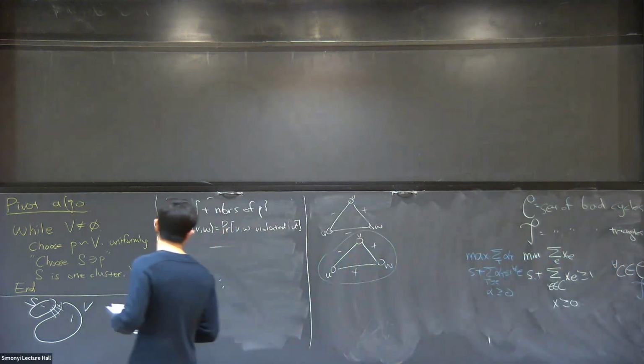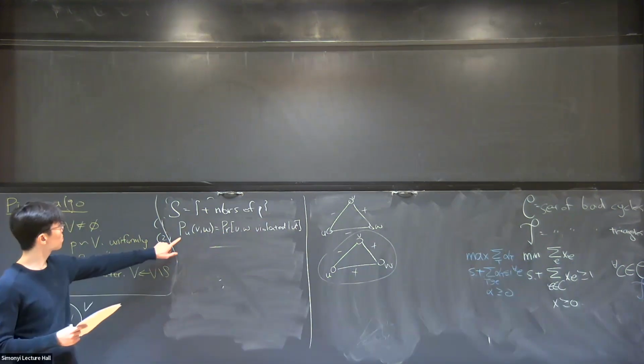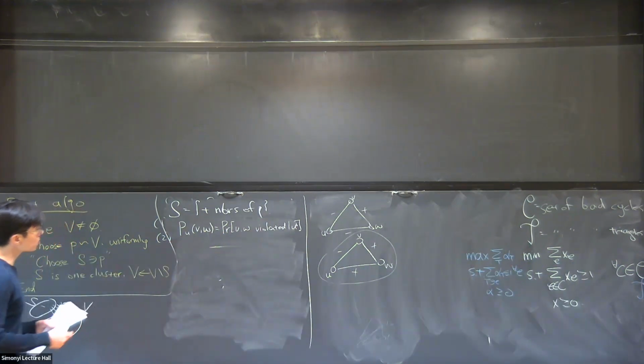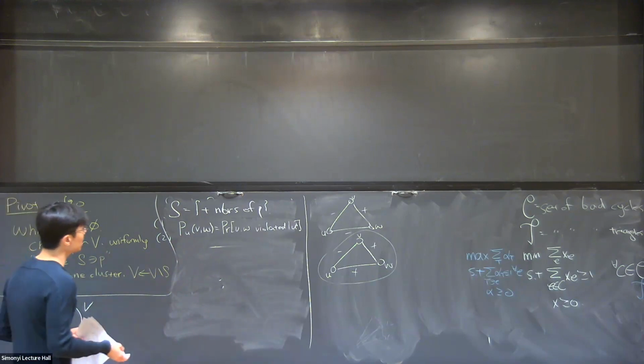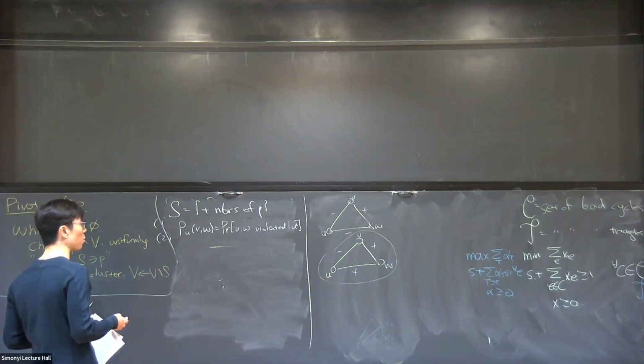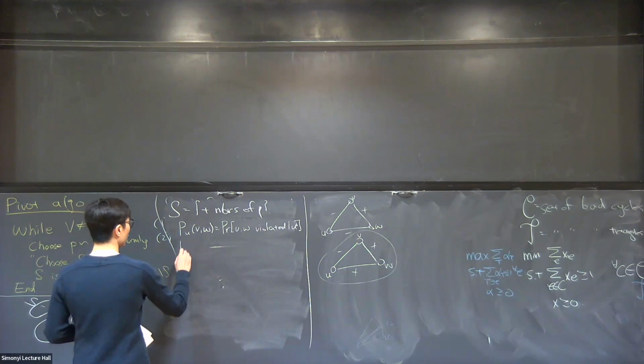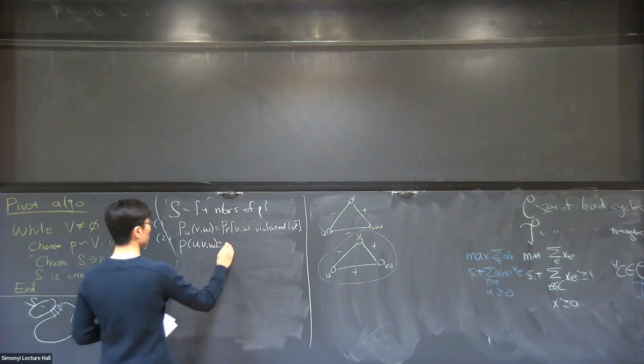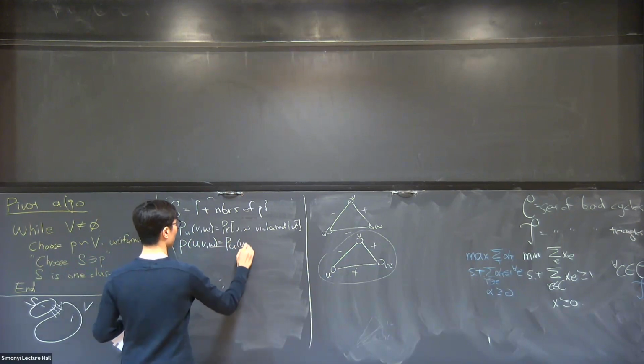So the quantity is defined like this. Let's just amortize over our triangles first. As usual, P_{UVW} is the summation of these three things.